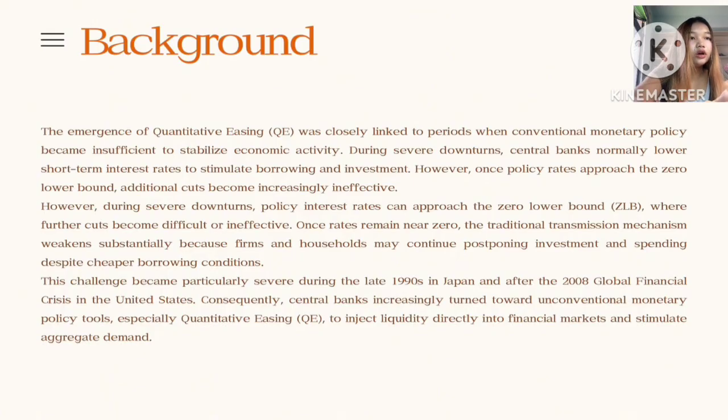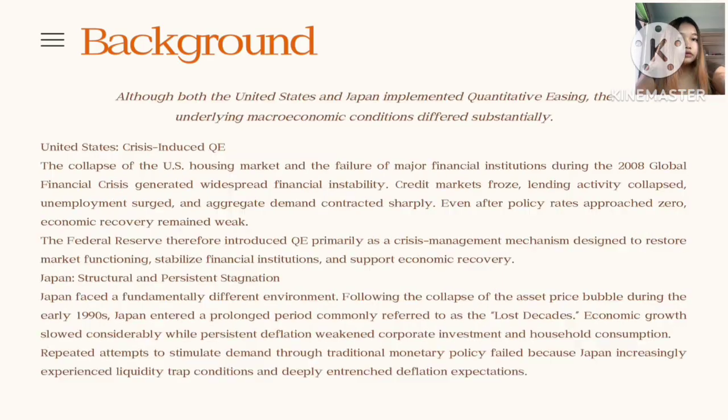As a result, traditional monetary transmission mechanisms weaken substantially. This created the need for unconventional monetary policies such as quantitative easing, where central banks directly inject liquidity into financial markets through large-scale asset purchases. So although both countries adopted QE, the underlying economic environments were fundamentally different. For the United States, QE emerged mainly because of acute crisis. During the 2008 global financial crisis, financial institutions collapsed, credit markets froze, and aggregate demand contracted sharply. A similar problem reappeared during the COVID-19 pandemic when economic activity suddenly stopped.